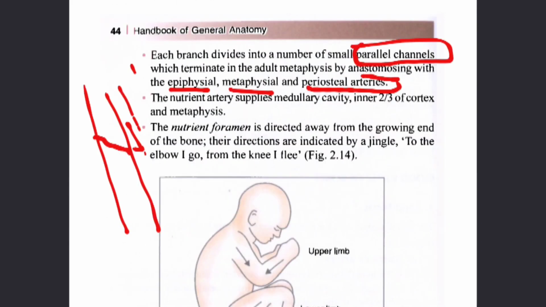Then we'll see a nutrient foramen is directed away from the growing end of the bone. Their directions are indicated by a jingle called "To the elbow I go, from the knee I flee." Like from downwards, it's descending towards the elbow. See, this is the example.